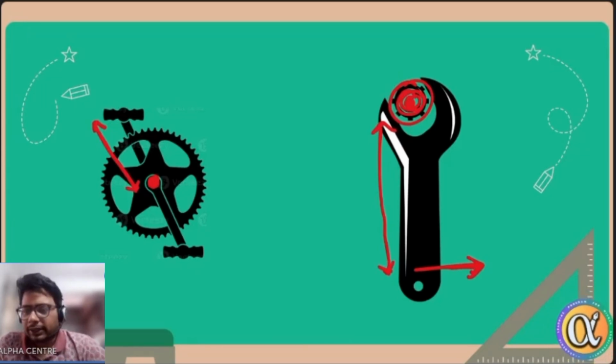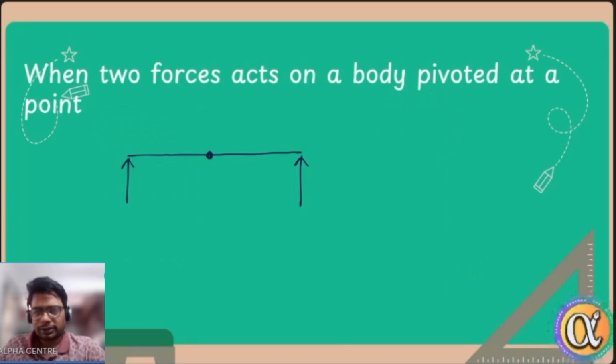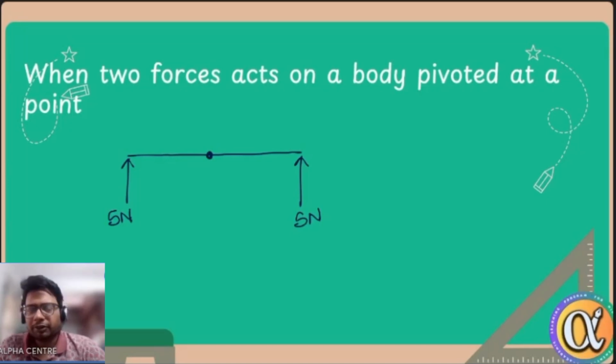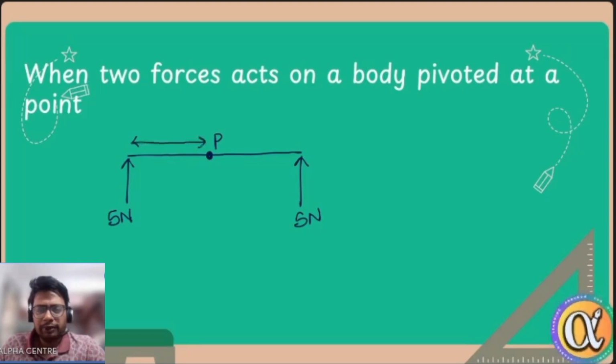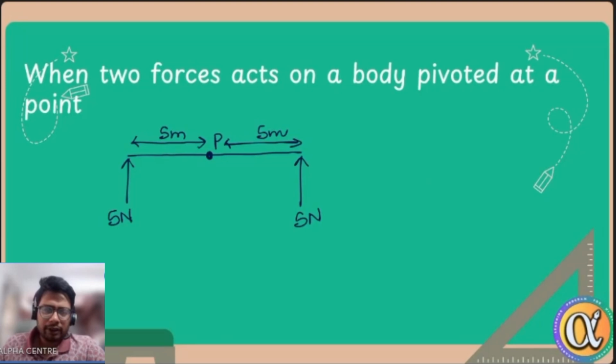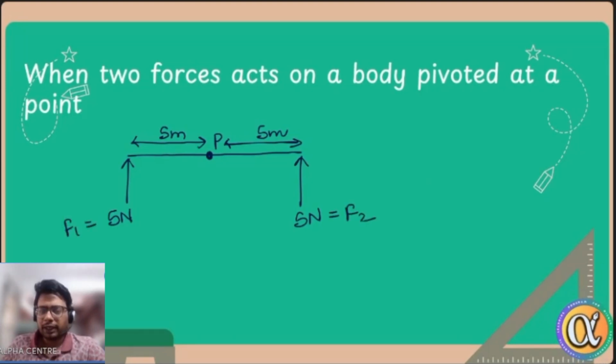Next, a scenario where two forces act on a body pivoted at a point. So let's take a body. Here two forces act on a body which is pivoted at a point, and let's take some values here. Let's say this is 5 meter and this is also 5 meter. Force F1 is 5 Newton and force F2 is also 5 Newton. So here we have two forces.